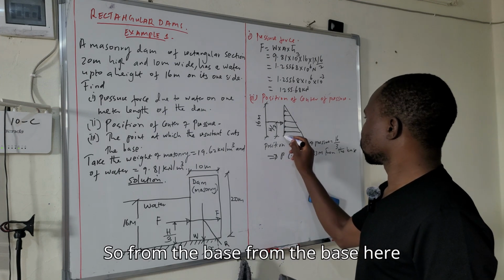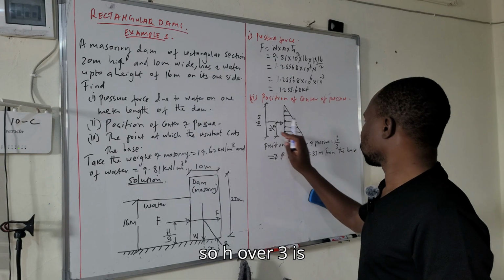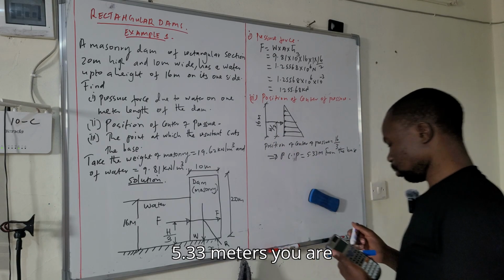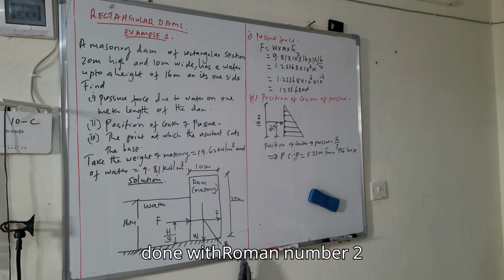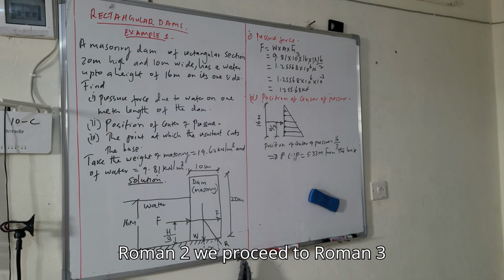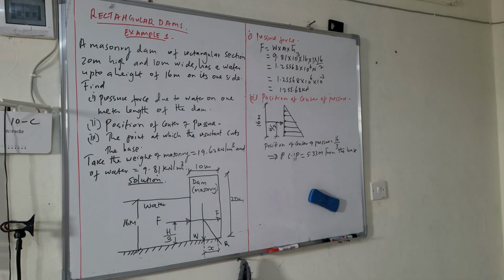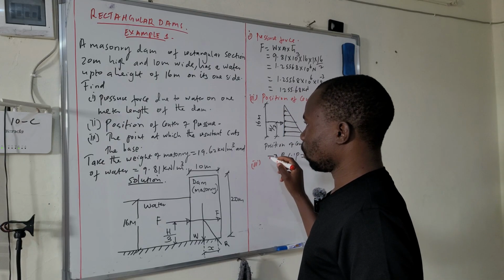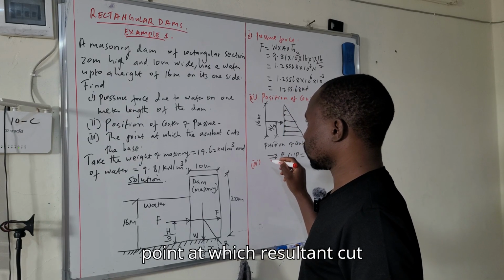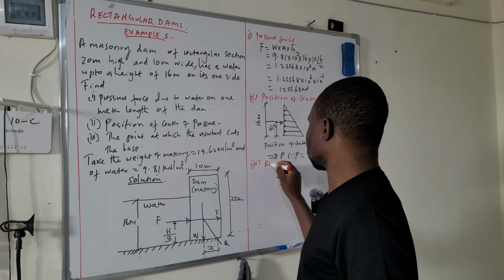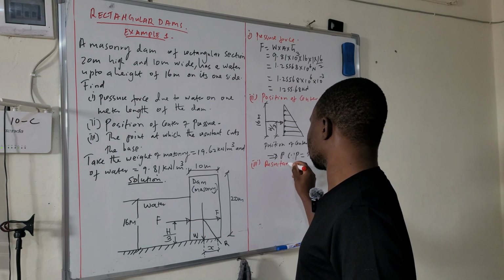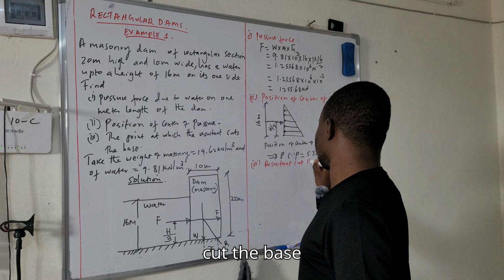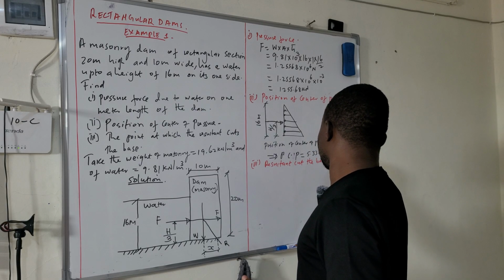So from the base here. So H over 3 is 5.33 meters. You are done with Roman number 2. We proceed to Roman 3. So Roman 3, point at which resultant cut the base.